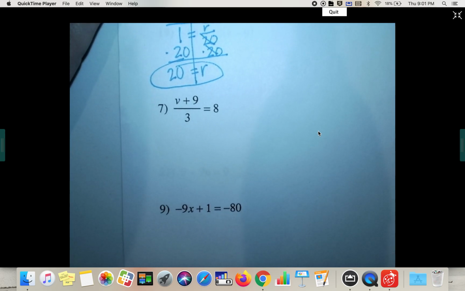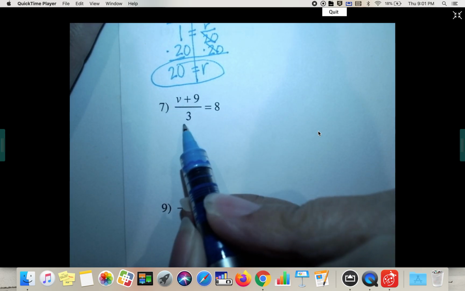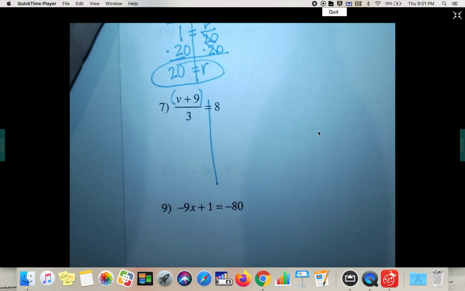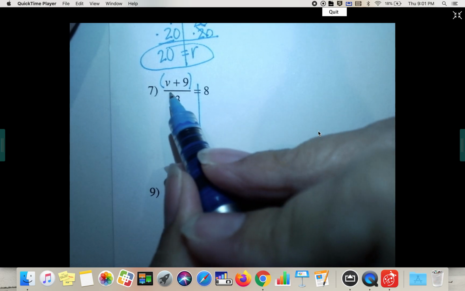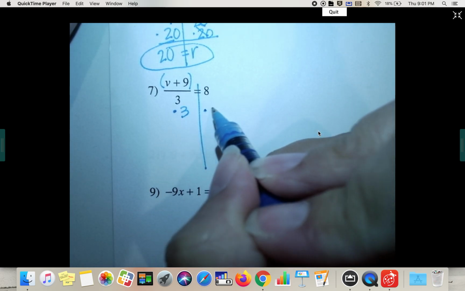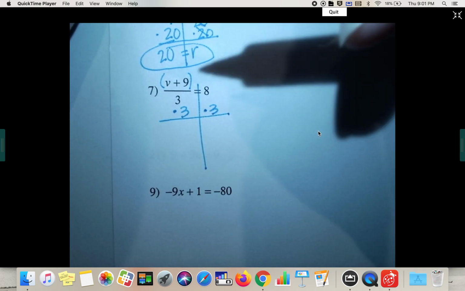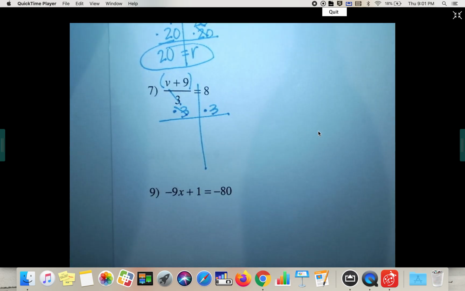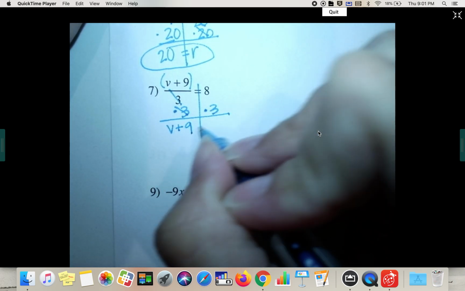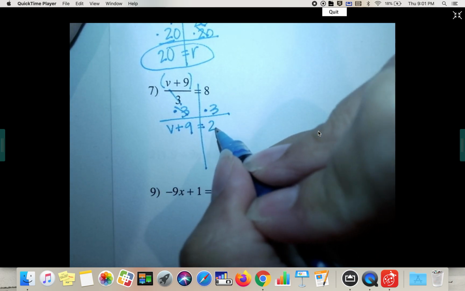Number 7. Again, the entire group being divided by 3 means you need to keep the group together until the end. So we need to get rid of the divided by 3 by doing multiply by 3. Okay, divided by 3 times 3 cancel each other out. Bring down your v plus 9 equals 24.